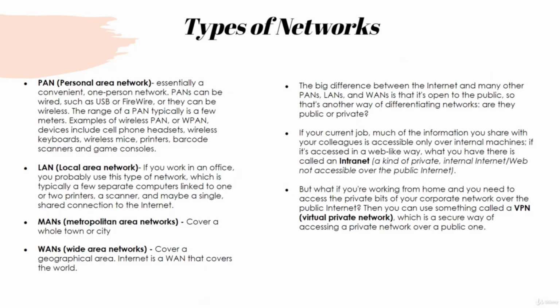So let's go over some of the different types of networks. We have a personal area network, a PAN. This is essentially a convenient one-person network. This is typically going to be through some sort of device, such as a headset, wireless keyboard, wireless mice, printers, barcode scanners, gaming consoles. This is where you're going to have a simple, small, very short personal area network.